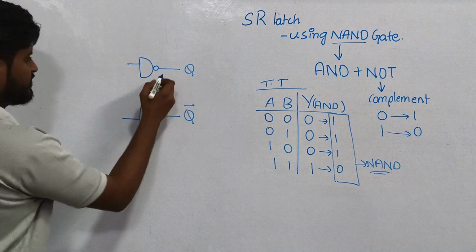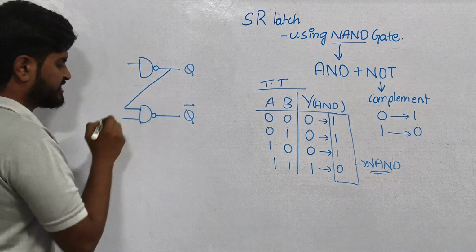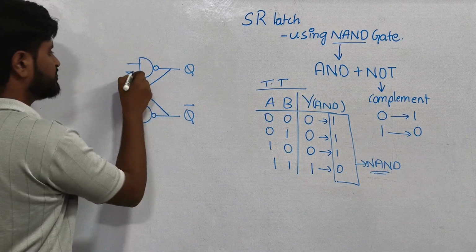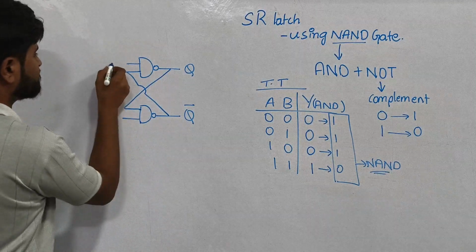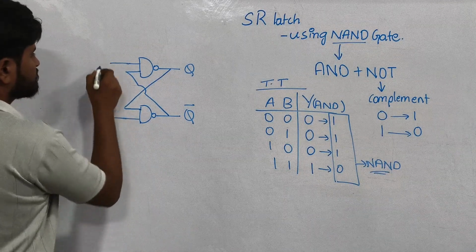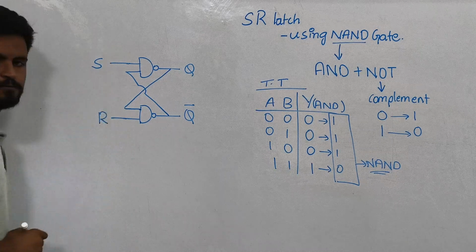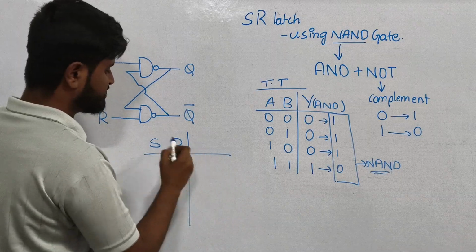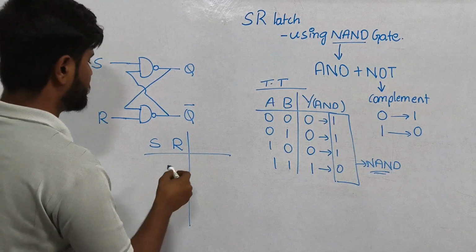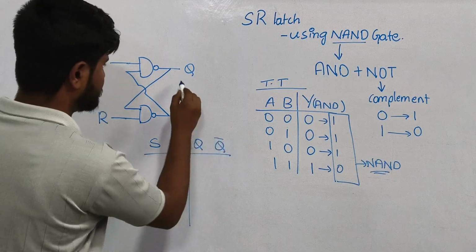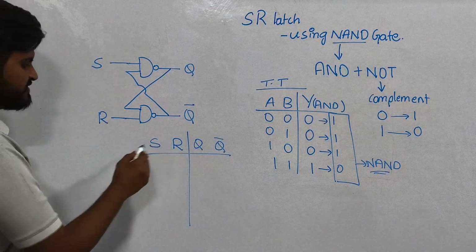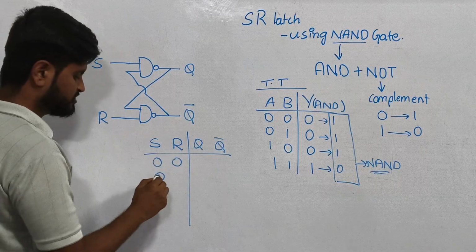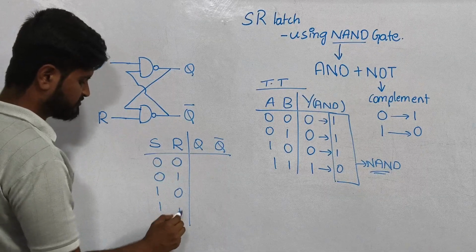Now what we will be doing is giving the output of one NAND gate as input to the other, and the output of the other as input to the first. Like that we will be going. This is S, this is R. Now let's write the SR latch table. S and R will be my inputs and my outputs will be Q and Q bar. Since I have two inputs, the possible combinations are 0 0, 0 1, 1 0 and 1 1.